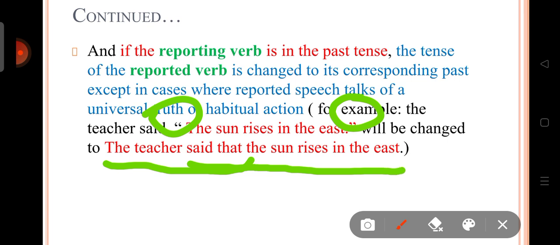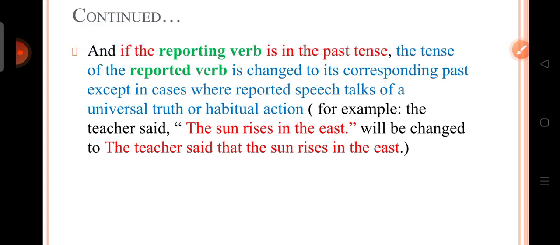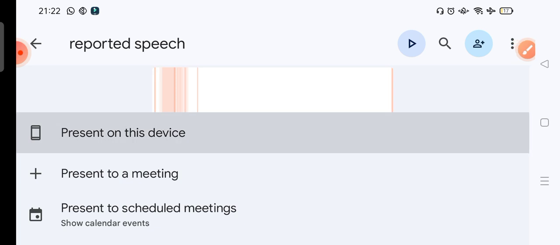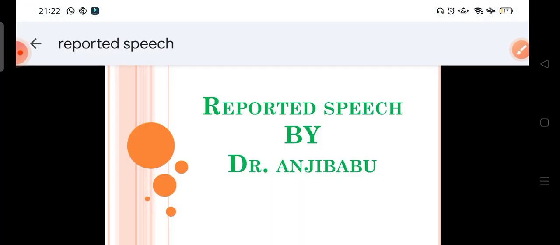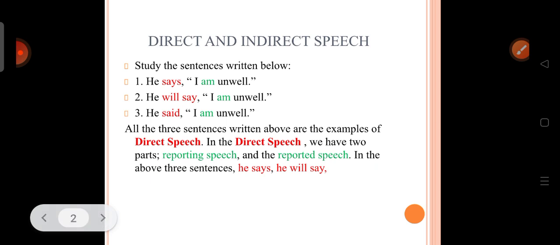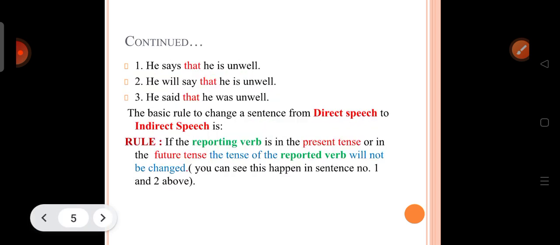Why? The reason is the tense of the reported verb is changed to its corresponding past, except in cases where reported speech talks of universal truths or habitual action. This is a universal truth, so we are not changing it. Since it is a universal truth, we are not changing the verb. That's why, the sun rises in the east.